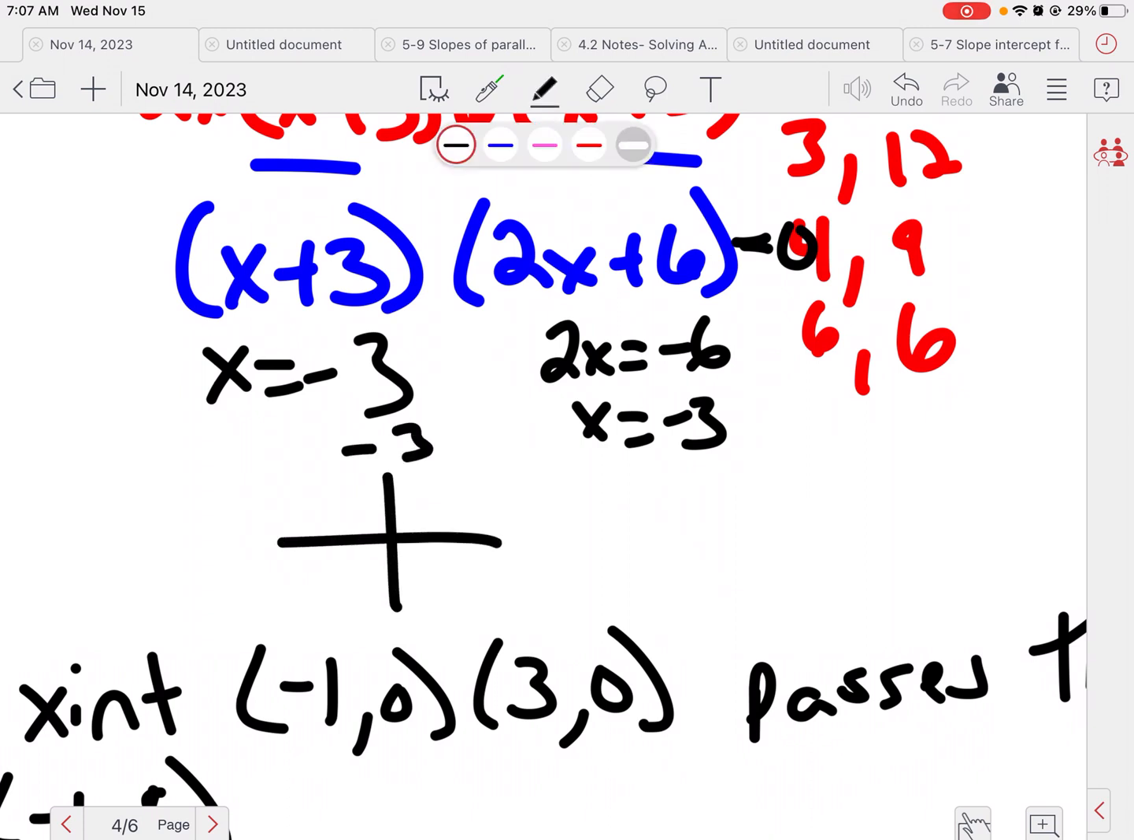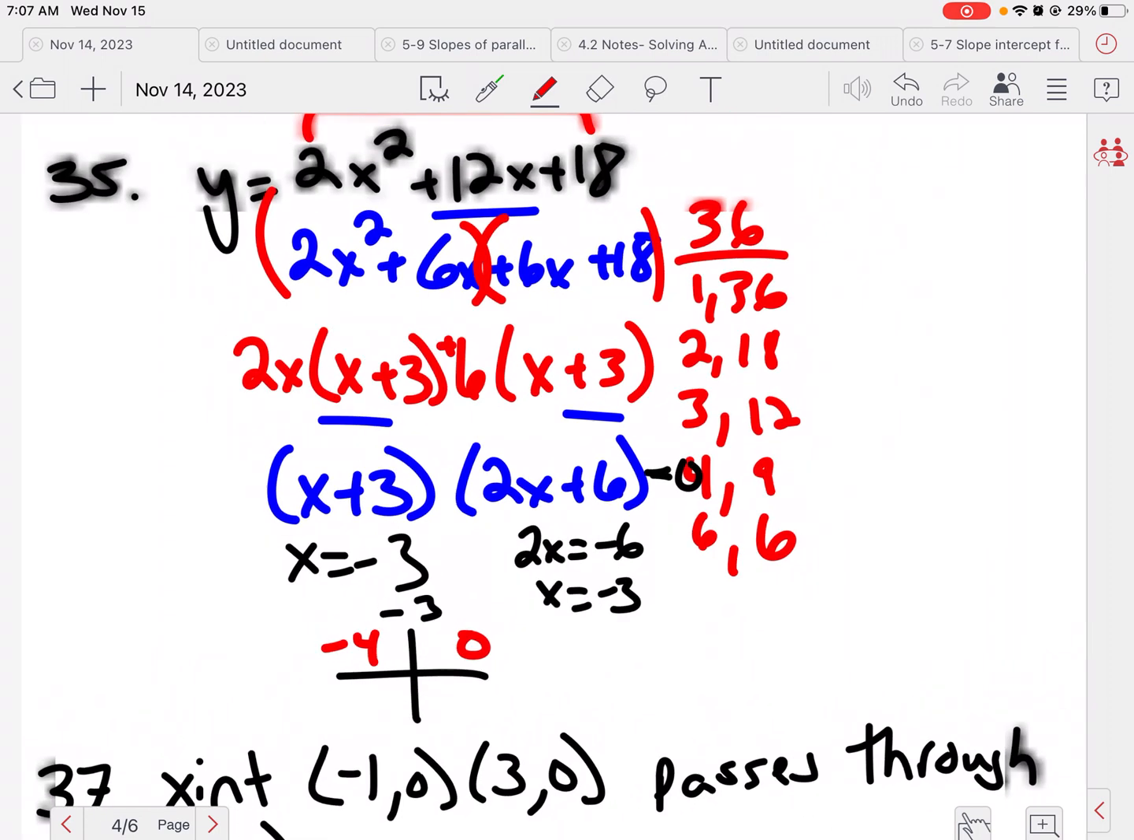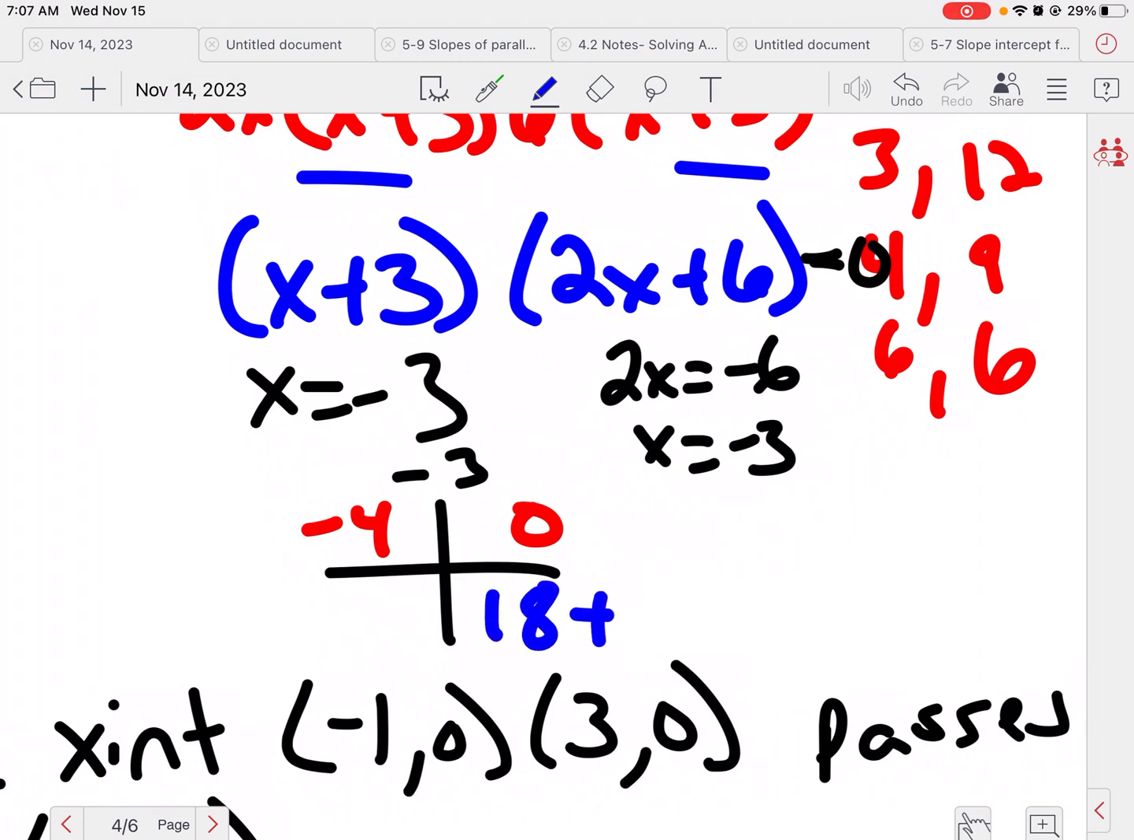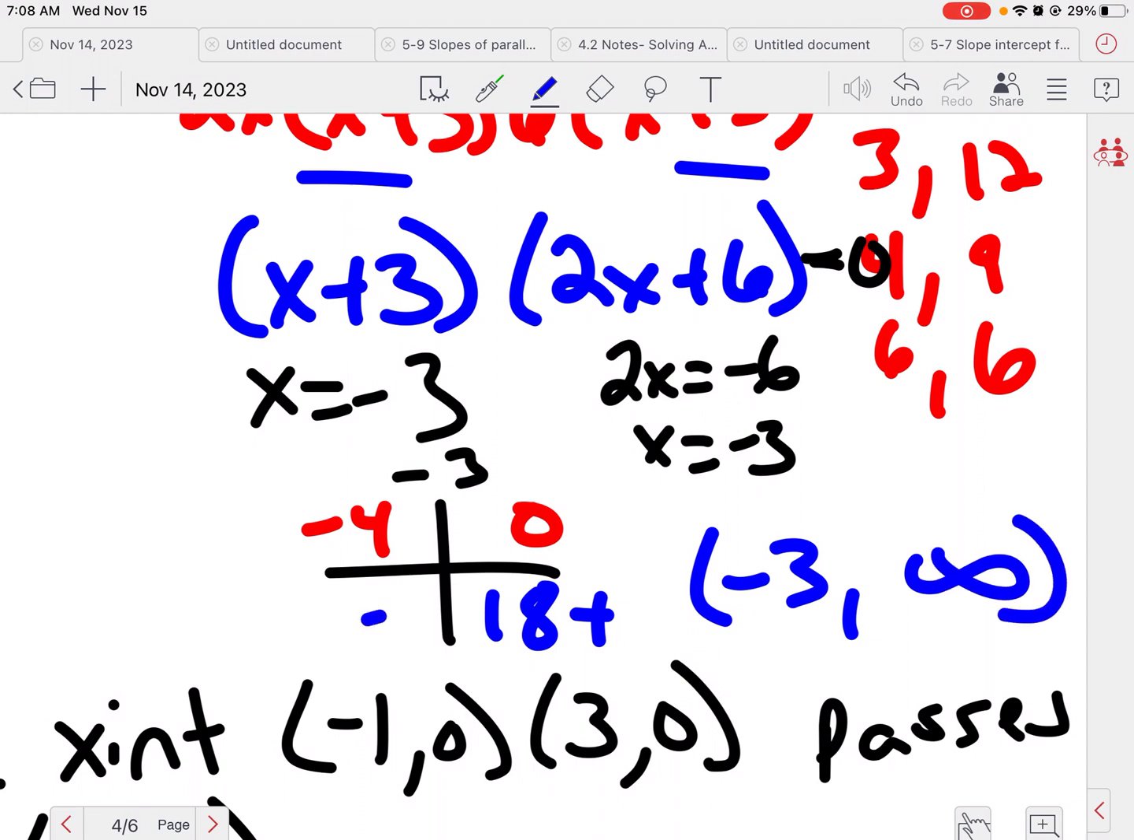So we only have to test 2 points. So I'm going to choose 0 and negative 4. If I do 0, that's going to be 18. So that's positive. So our positive is going to be from negative 3 to infinity. If I plug in negative 4, I'll get some sort of negative number. All right.